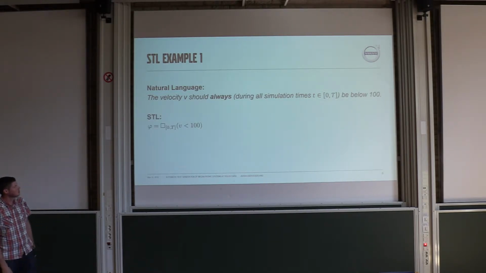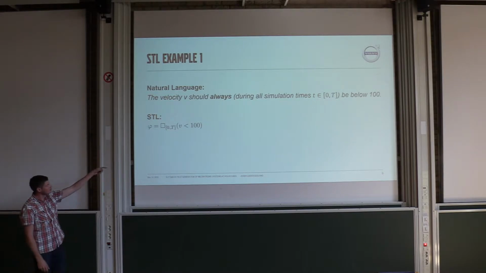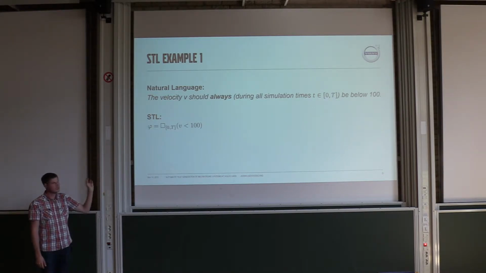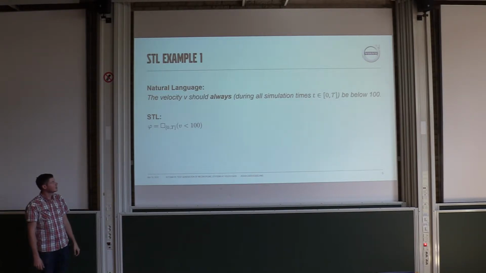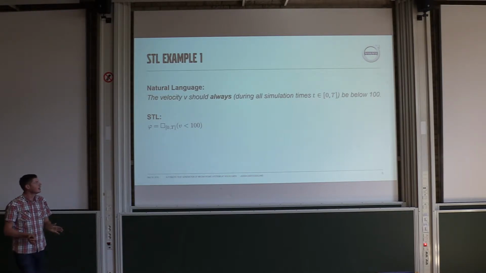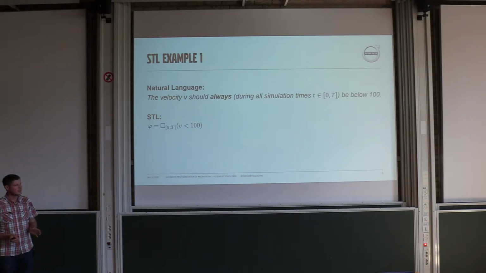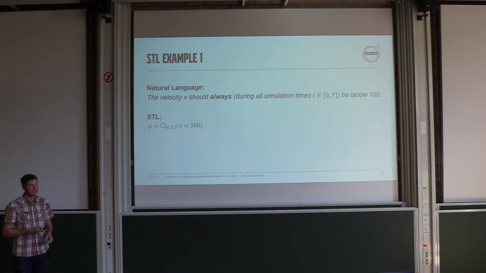The proper STL specification for this looks like this here. So you have the always operator, you include the interval where you want it to be fulfilled, and the predicate here is that v is less than 100. So it's pretty straightforward. And also, for this kind of specification at least, it's quite easy to read and realize what it should mean. But it's not always the case if we have more complicated specifications.